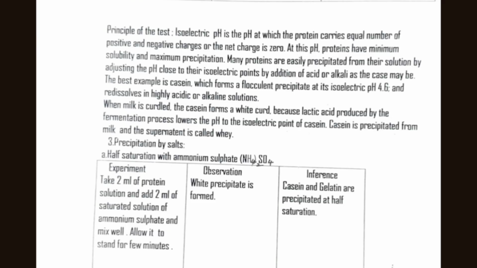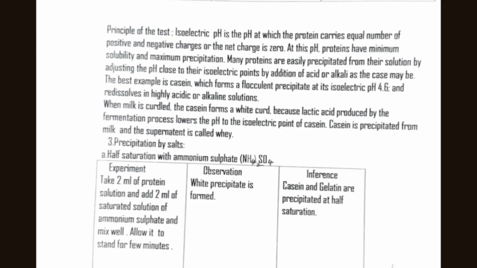Many proteins are easily precipitated from the solution by adjusting the pH close to their isoelectric points by addition of acid or alkali. Casein forms a flocculent precipitate at the isoelectric pH. What is it? It is 4.6. And then this redissolves when high acidity or alkaline solutions are added.